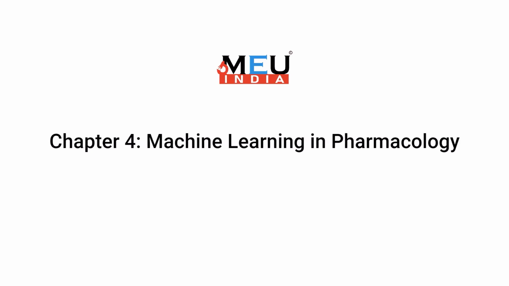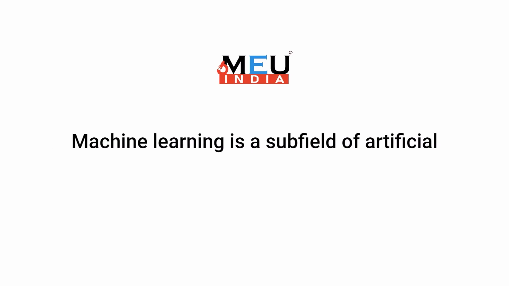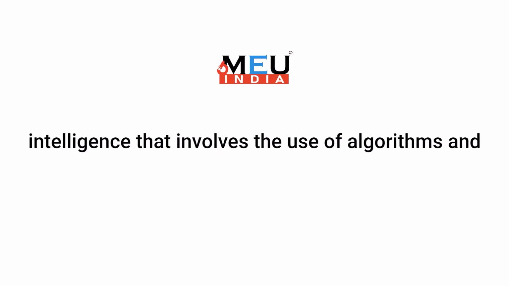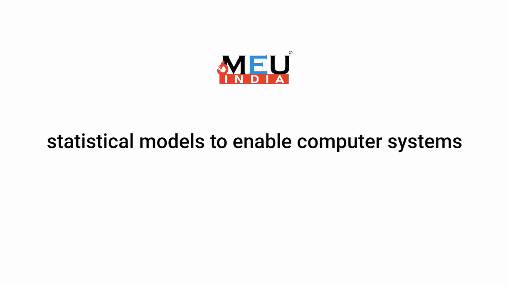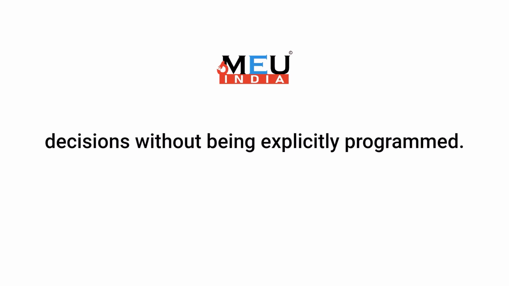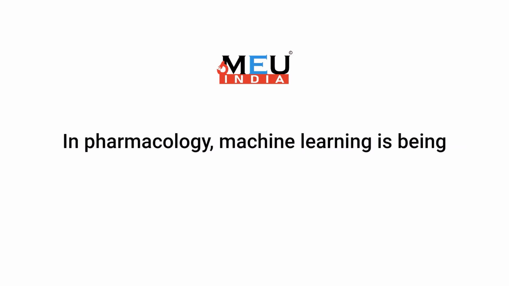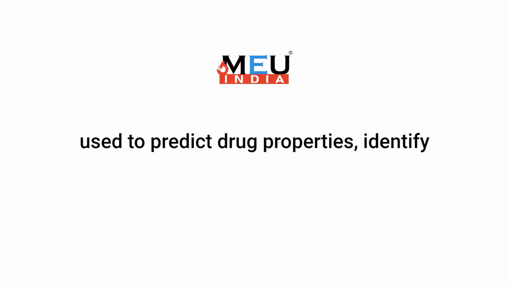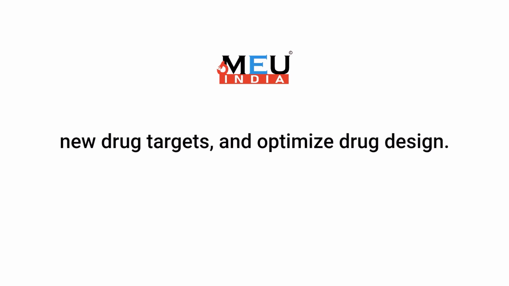Chapter 4, Machine Learning in Pharmacology. Machine learning is a subfield of artificial intelligence that involves the use of algorithms and statistical models to enable computer systems to learn from data and make predictions or decisions without being explicitly programmed. In pharmacology, machine learning is being used to predict drug properties, identify new drug targets, and optimize drug design.